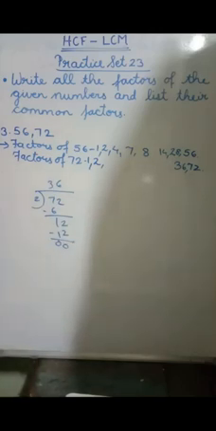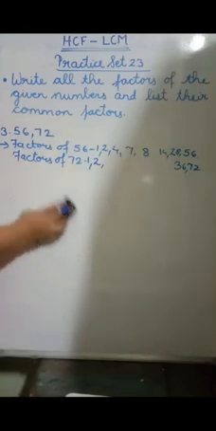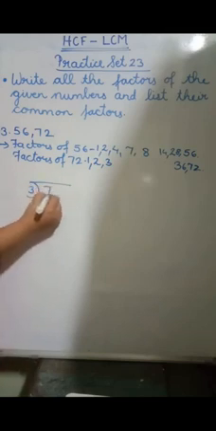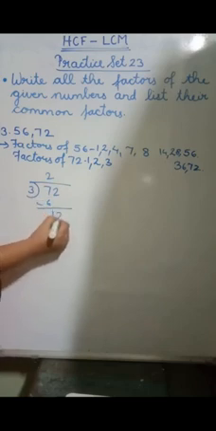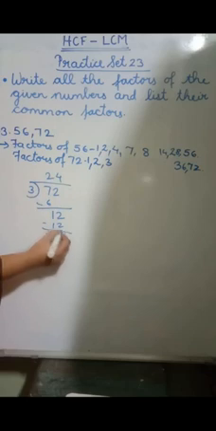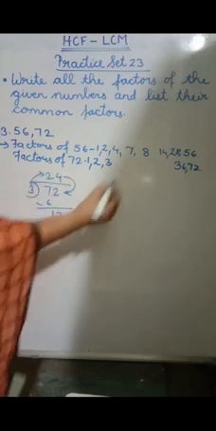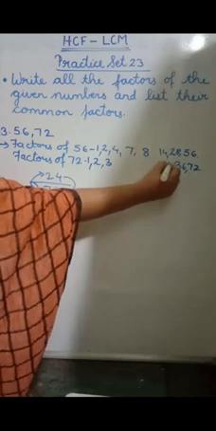Okay. Now will it come in the 3 table? Check. 7 plus 2 is 9. 9 comes in the 3 table, so 72 will also come in the 3 table. Now 3 how much? 3 2s are 6, 3 4s are 12. So 3 multiplied by 24 will give us 72. So here you will write 24.